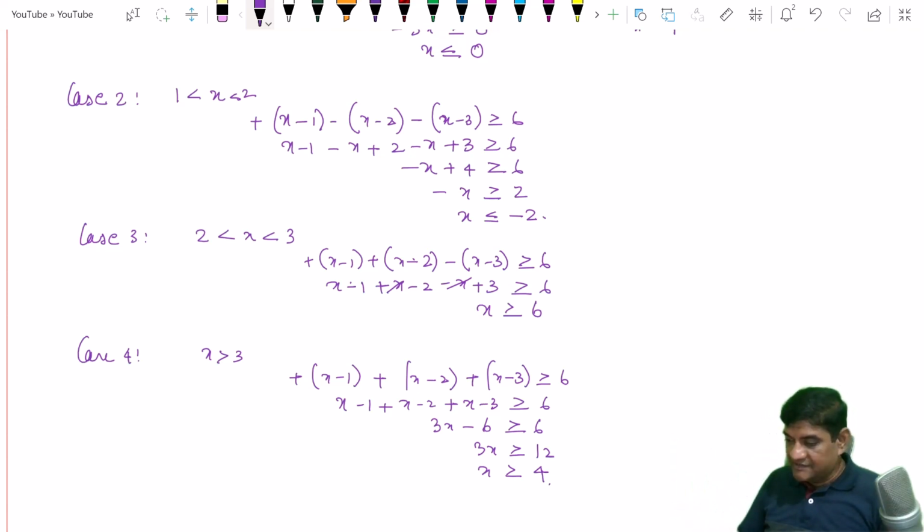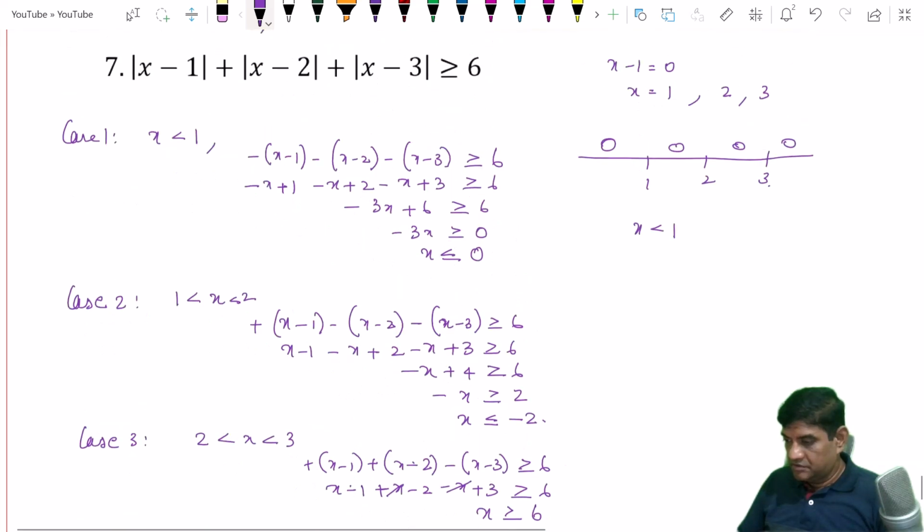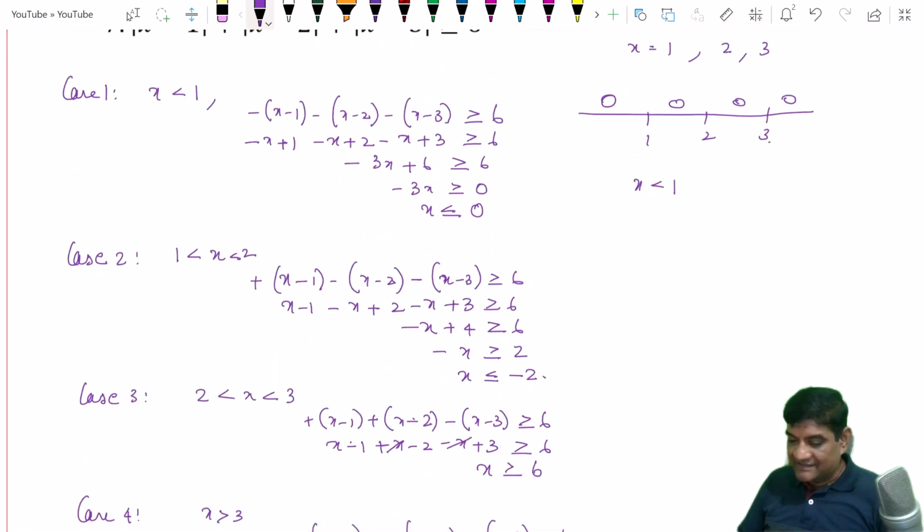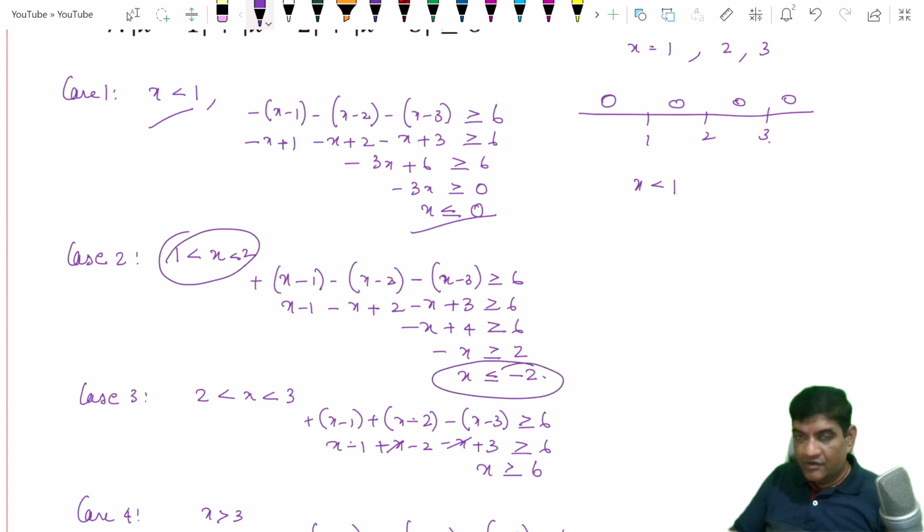So those are my cases. Now let's understand this. For x less than 1, x less than or equal to 0 is making sense. For x belonging to 1 to 2, this does not make sense. When x is belonging to 1 to 2, x cannot be less than or equal to minus 2. So there is no solution here.